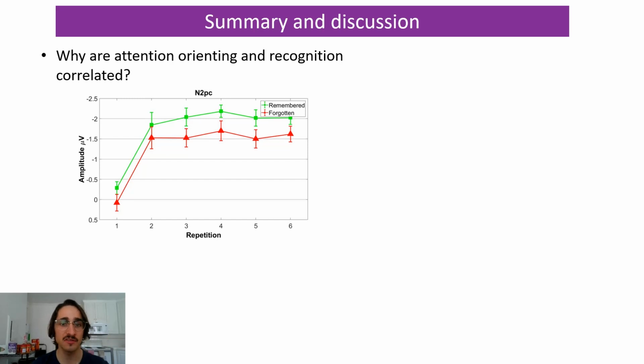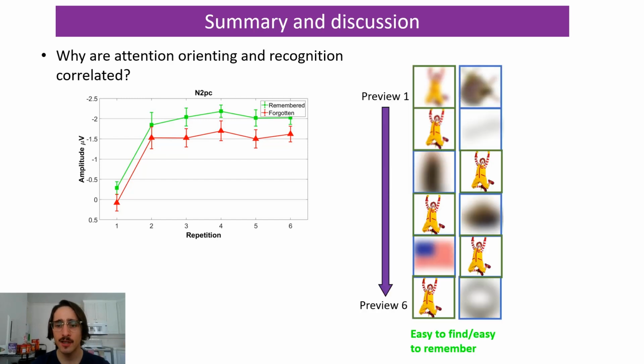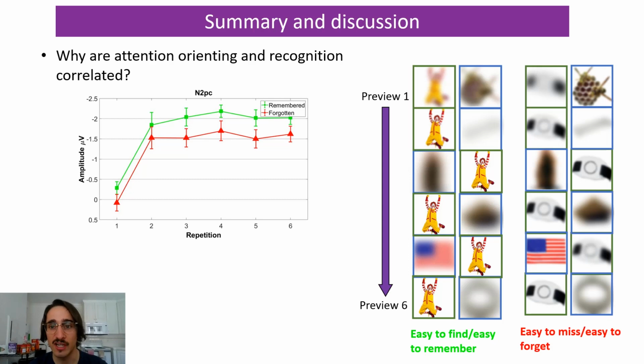And in fact, this pattern of results of remembered images drawing bigger N2pc than forgotten images is consistent with the stimuli themselves differing in terms of their salience and their ability to be remembered. So, for example, if you compared Ronald McDonald as a search target to this wrestling belt, you might find that Ronald McDonald supports better attentional orienting, and that Ronald McDonald is also more familiar and easier to remember. But at this point, we're not able to say whether the attention effect on subsequent memory is due to an endogenous factor in participants or whether it's driven by the stimuli themselves.